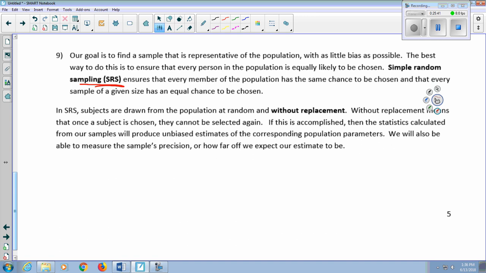So in simple random sampling, subjects are drawn from the population at random and without replacement. Without replacement means that once the subject is chosen, they cannot be selected again. And if this is accomplished when statistics are calculated from our samples, the statistics calculated will produce unbiased estimates for the corresponding population parameters. In other words, our p-hat will be an unbiased estimate of p. P-hat being our sample statistic for proportion, and p being our population parameter for proportion. We will also be able to measure the sample's precision and how far off we expect our estimates to be.